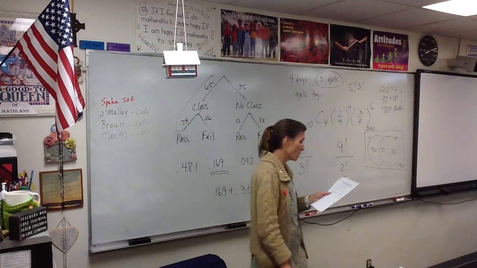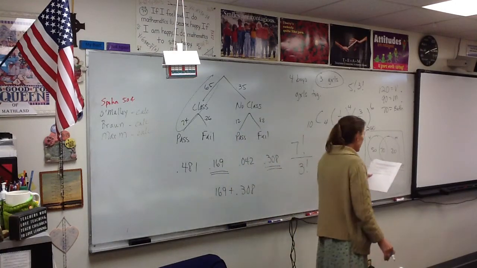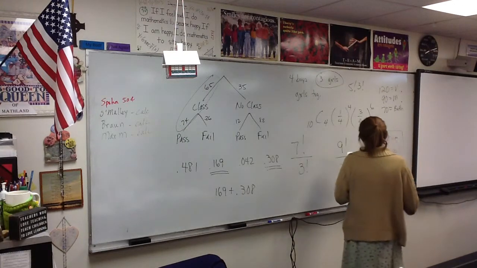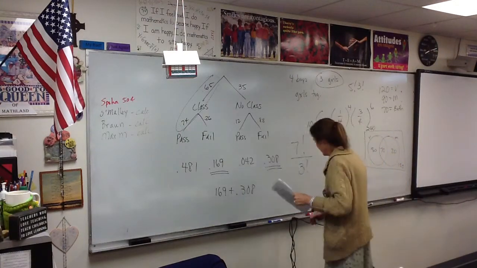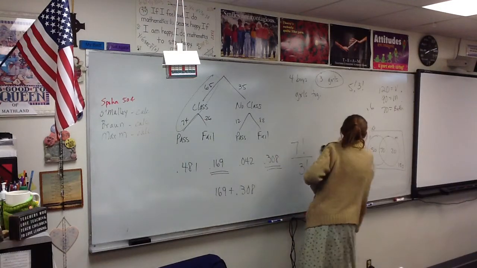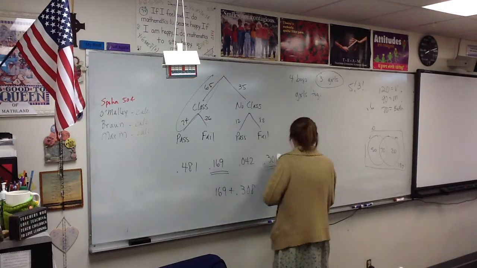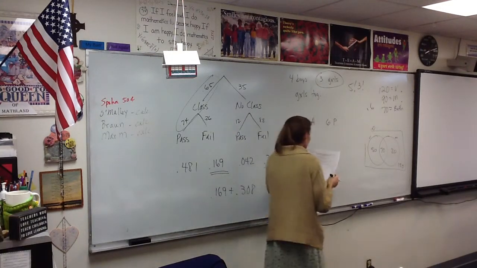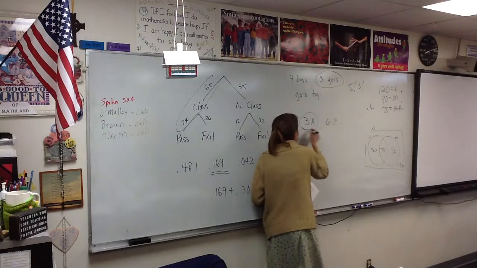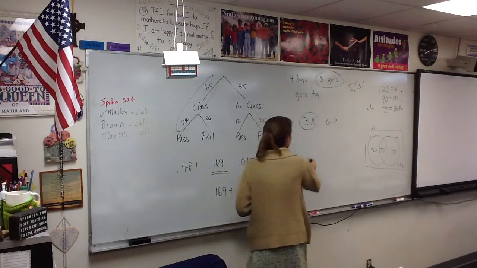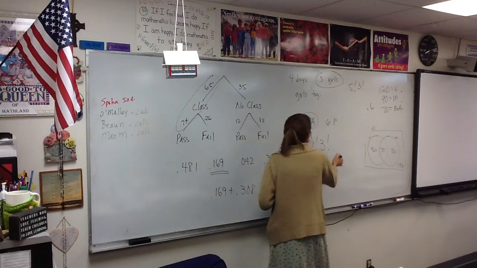Oh, here we go, number 12. In how many ways can you, I think that should be seat, 3 algebra students and 6 pre-cal students in a row if the algebra students have to be seated together? 7 factorial, 3 factorial, perfect.